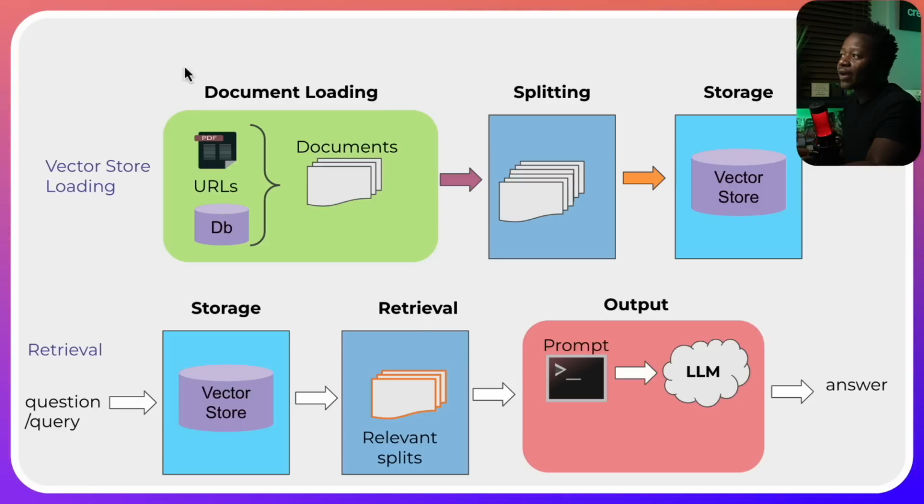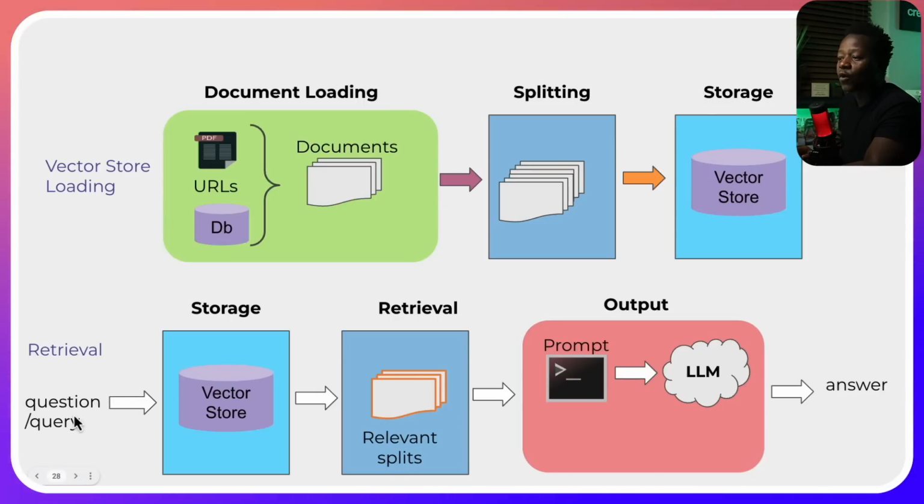So in this case here, we have the document loading. What happens then, we split everything, and all the splittings, those are the vector representation of our documents here. They are put into a storage, a vector store. Okay. Now the retrieval, in this case, everything is going to be indexed, right?